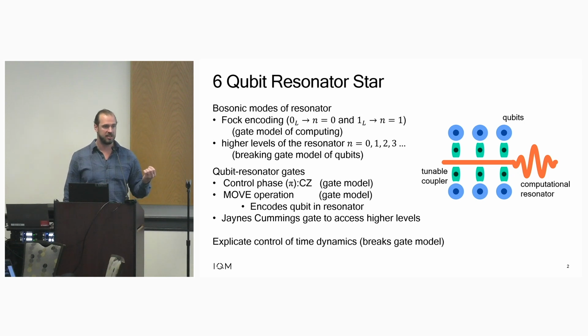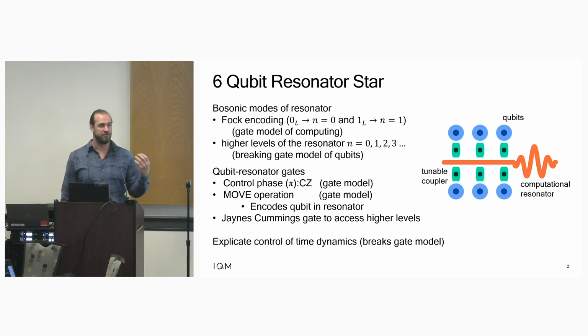And in this computational resonator, there's 2 ways we can think about it. One is we can use it to encode a qubit, which is consistent with a standard gate-based model of quantum computing. Another way is we can explicitly access the higher levels and move beyond qubit encoding, which is at least breaking the gate-based model for qubits, which is, in terms of the hierarchy of models, one way that you can break it. And because of this new element, we've developed a new gate set.